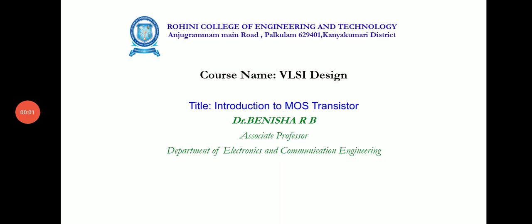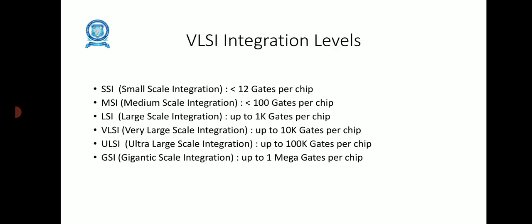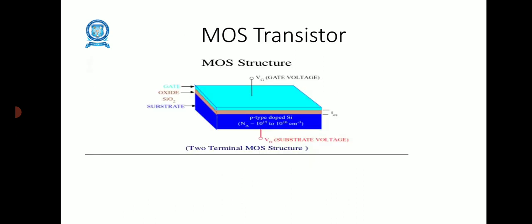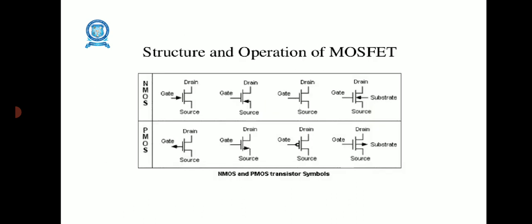In this video, we are going to discuss the introduction to MOS transistor. On completion of this topic, students will be able to explain the electrical properties of MOS transistor and explain the DC and transfer characteristics of a CMOS inverter. This has the integration levels of small scale integration, medium scale integration, large scale integration, very large scale integration, ultra large scale integration and very high gigantic scale integration.